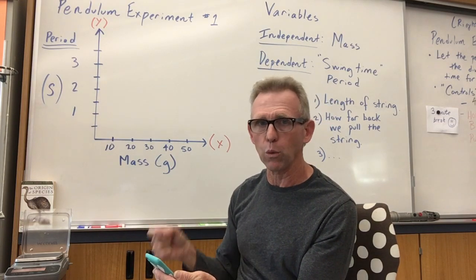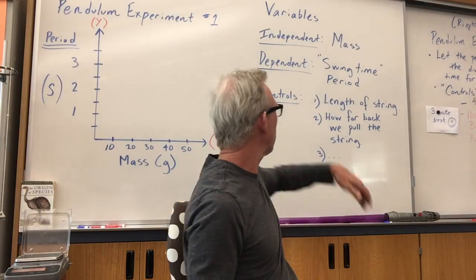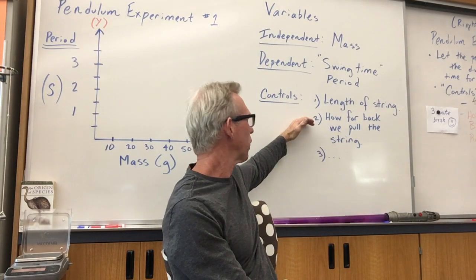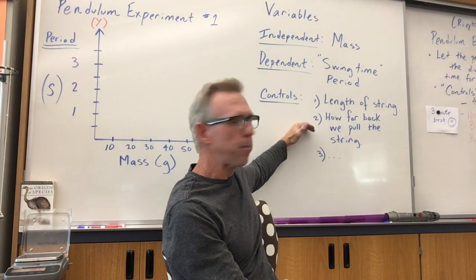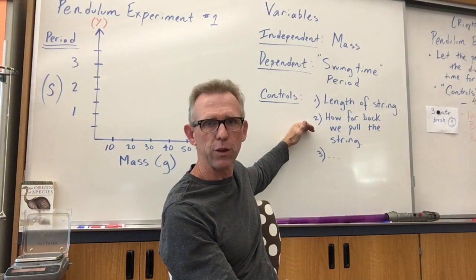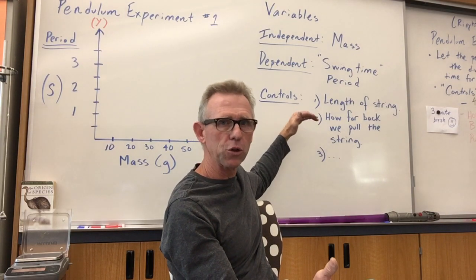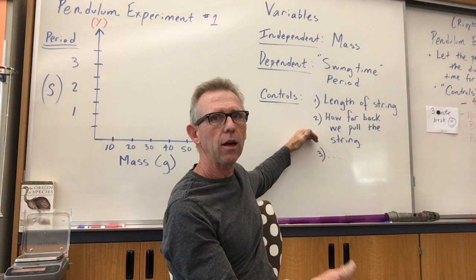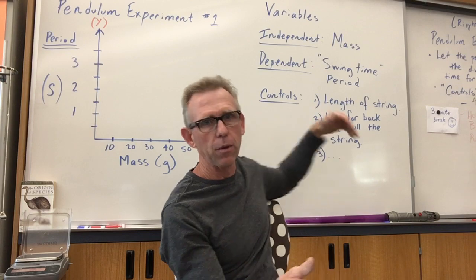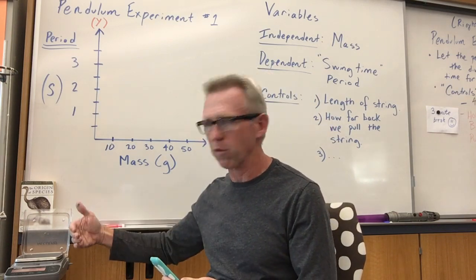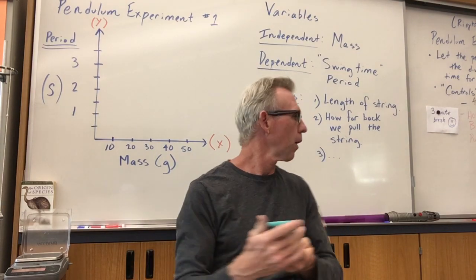Let's look at the things that we want to be consistent about here. We want to make sure the string is the same length, a control variable right there. We want to make sure that we pull it back the same amount each time. In physics, that would be considered the amplitude. For my purposes here, I'll be pulling it back 20 centimeters, which I've measured to the end of the chair.